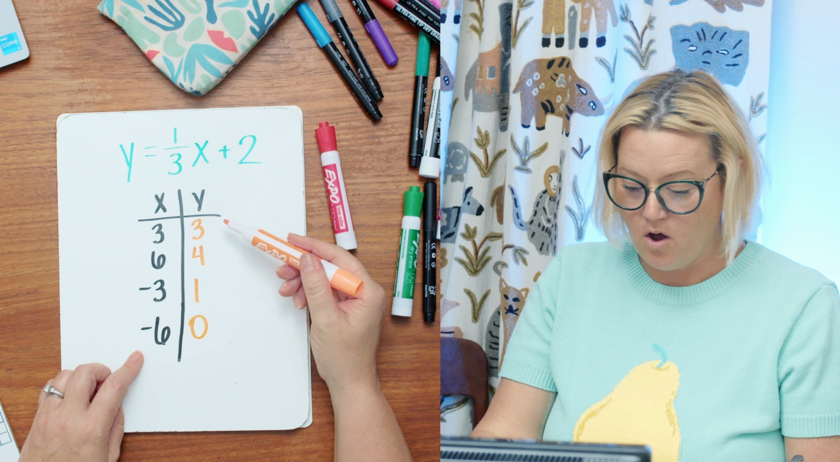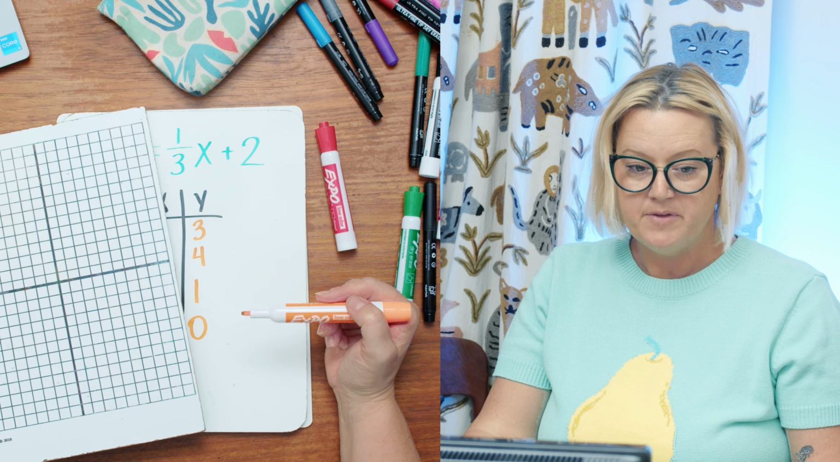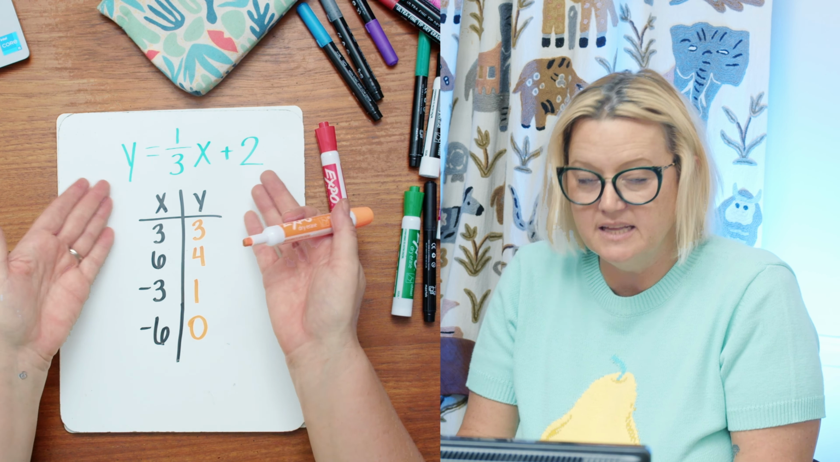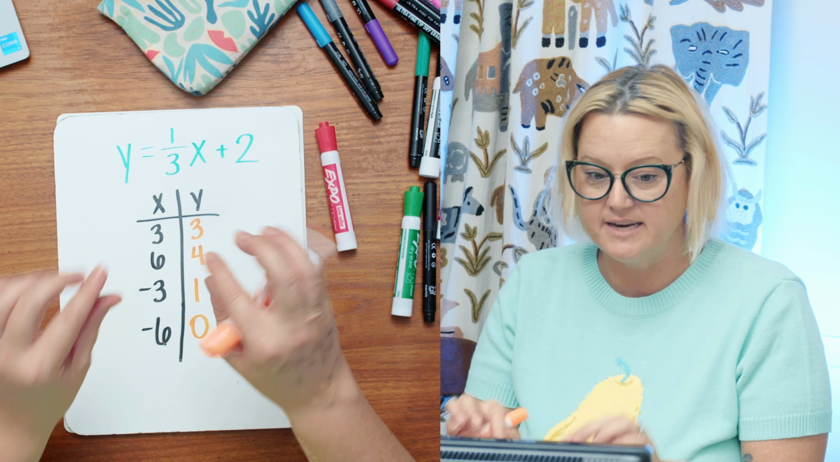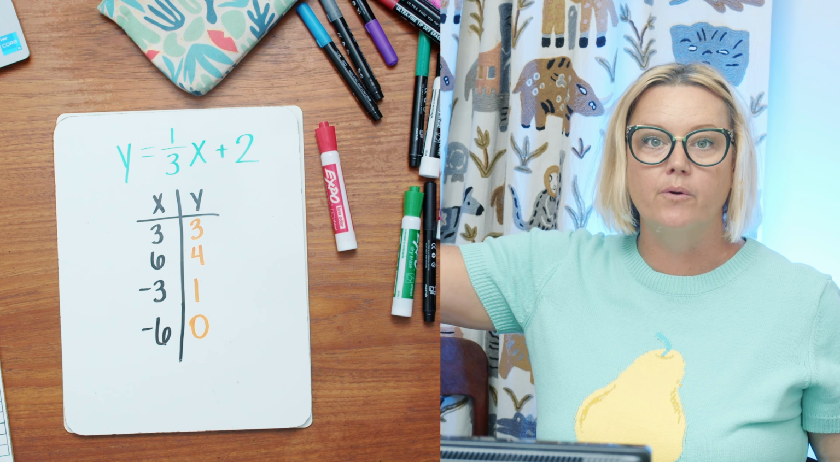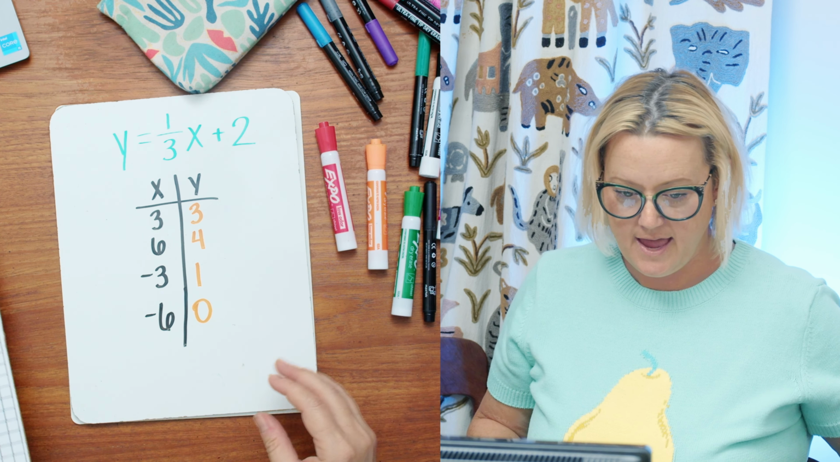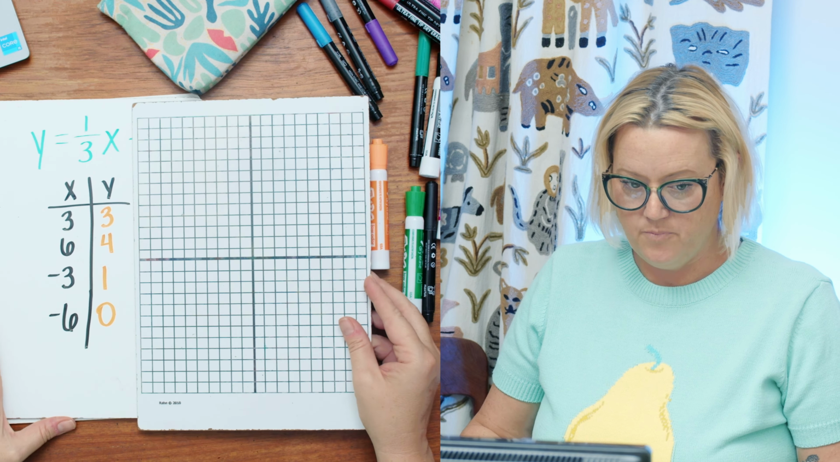So now I've got all these relationships that I can put onto my graph, because my graph is going to show all the in-between relationships. Because it's a line, it's not going to change directions. Because this is a linear equation, this is going to be a straight line going all the way across, and we are going to plot our points.